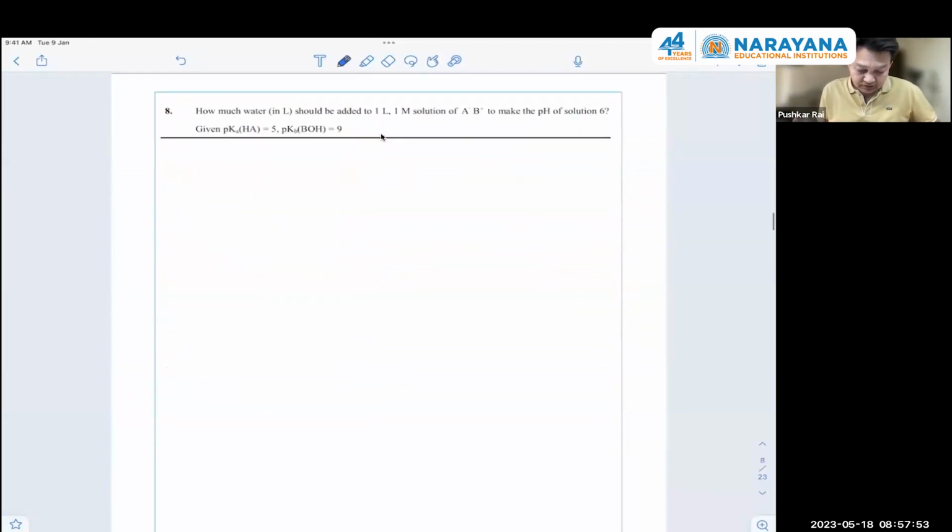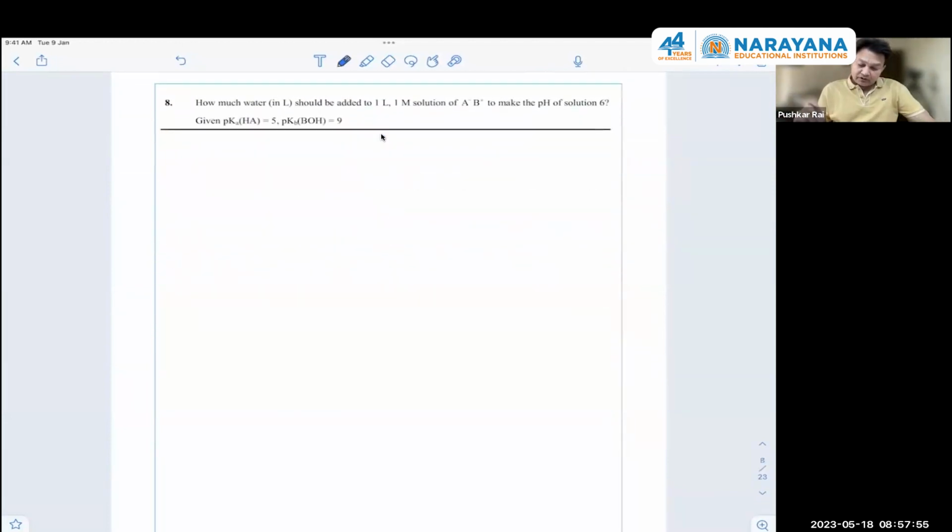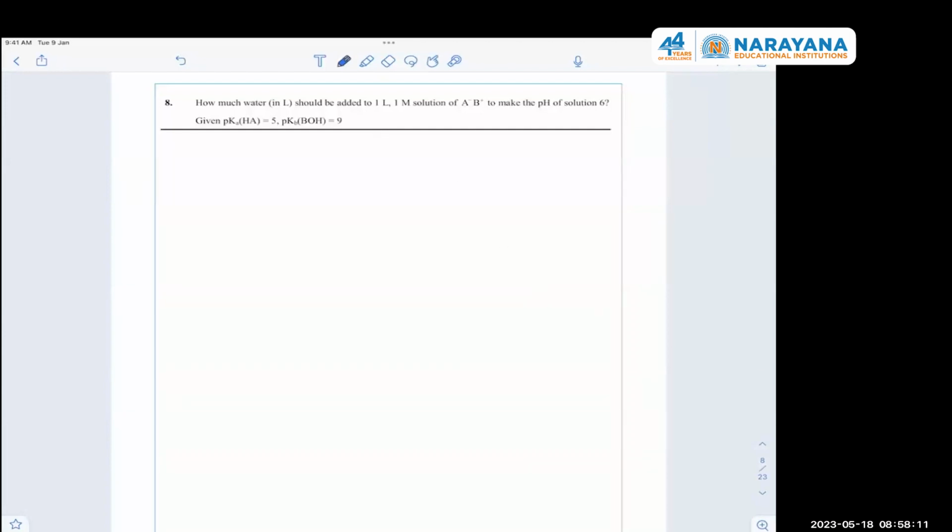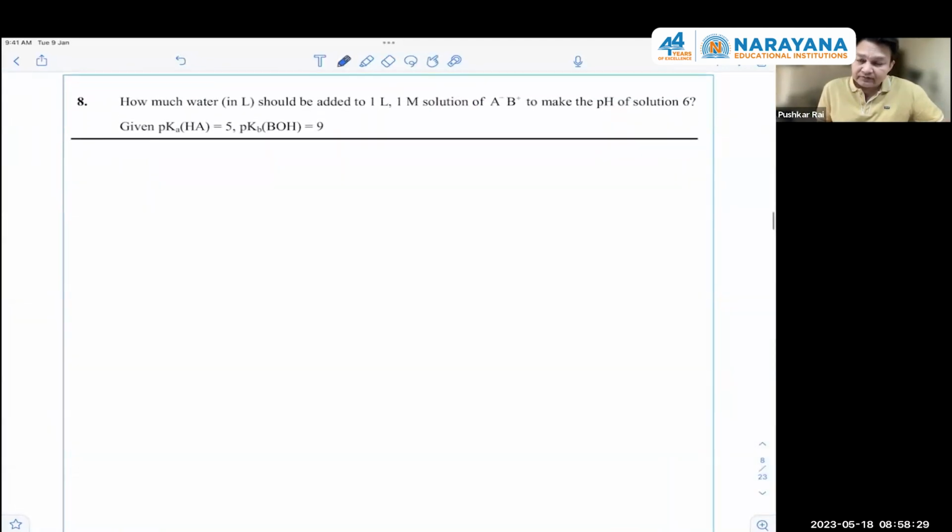No problem. So the next question is, how much water should be added to 1 liter of 1 M solution of A plus B negative to make its pH equal to 6? Have you done this problem? Question number 8. Anyone? Or any doubts? Yes, sir. Yeah, who has done it? Please uncam and tell me. Ved Prakash, have you done it? Have you got the answer? Yes, sir. Okay, if you got the answer, you must have enjoyed it. So this is a problem where, what was your approach of getting the answer? I would like to know. क्या किया आपने?